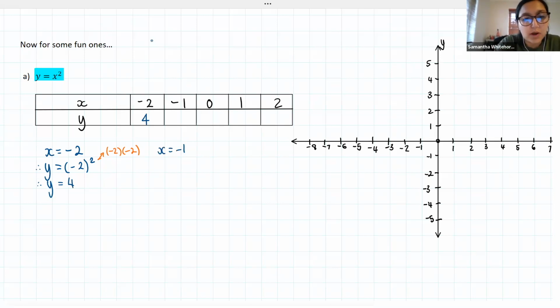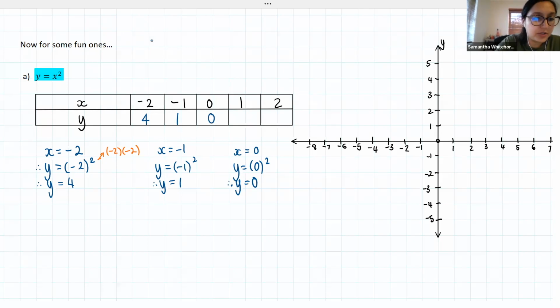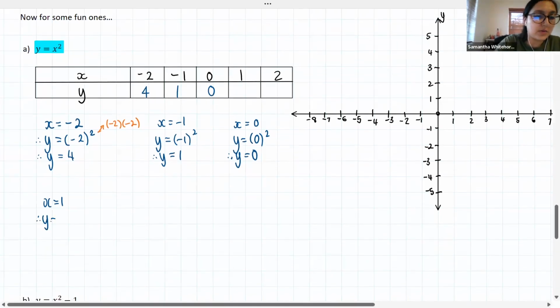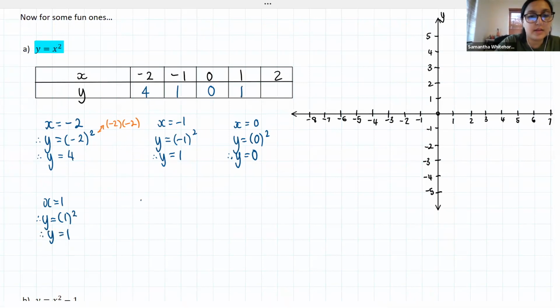Right, x equals negative 1. Y is equal to then negative 1 squared. Again, that means negative 1 times negative 1, which is positive 1. X equals 0. Y is then equal to 0 squared, which is just 0. Right, if we now go to the positive, so x equals positive 1. Y is then equal to positive 1 squared, which just gives us 1. And the last one, that x equals 2 that I made an oopsie with, y is then equal to positive 2 squared, which gives us 4.